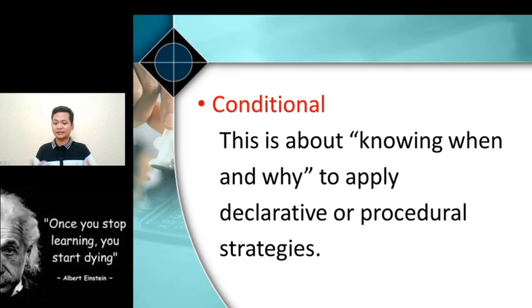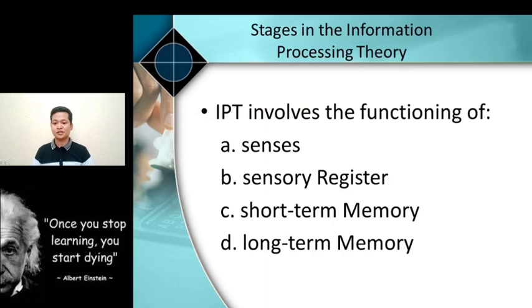We have also these stages in the information processing theory. So IPT involves the functioning of, first, the senses, okay? Because as the statement goes, there's nothing in the mind that does not first come through our senses, all right? So it will be perceived first by our senses before it will be stored in our mind. We also have the sensory register, okay? Once it's perceived, it will go to our sensory register and will either go to our short-term memory or long-term memory depending on the situation. Okay, later on we'll know why certain information goes only to our short-term memory and why some goes to our long-term memory.